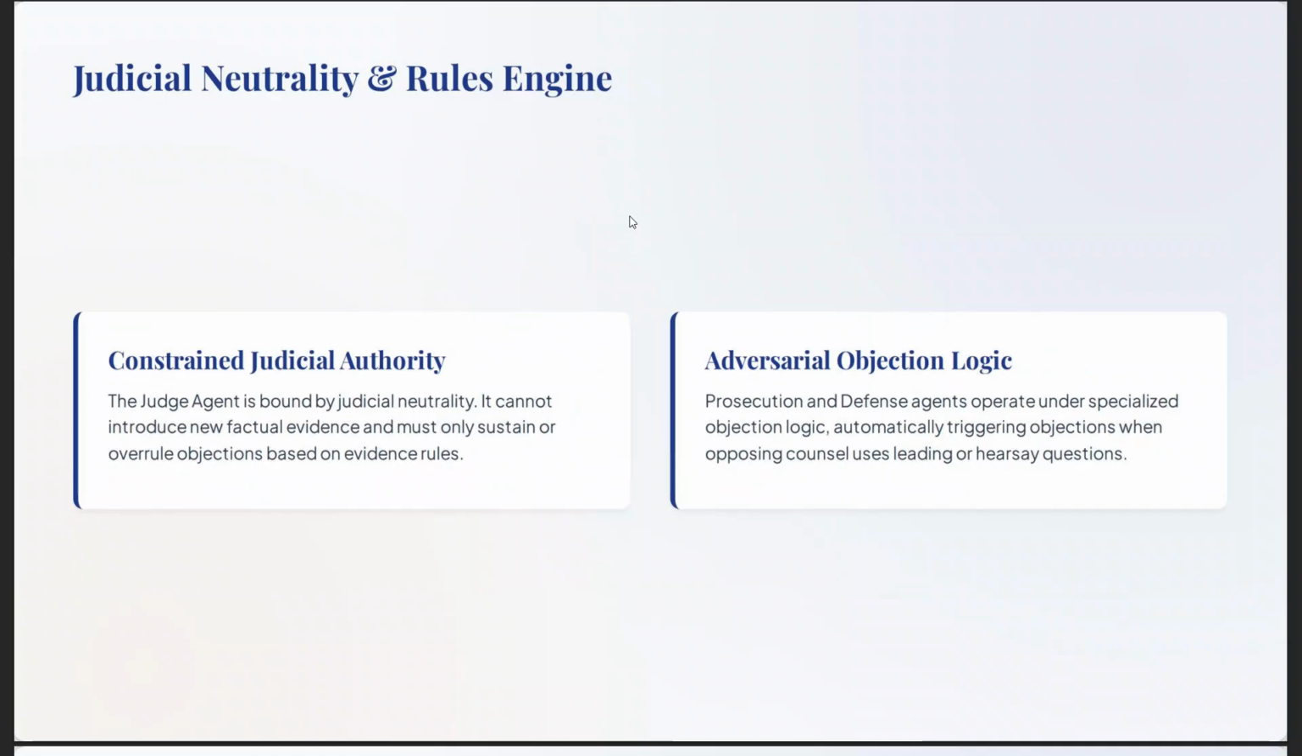Next, we move to judicial neutrality and rule setting. Constant judicial authority: the judge agent is bound by judicial neutrality. It cannot introduce new factual evidence and must only sustain or overrule objections based on evidence. And adversarial objection logic: prosecution and defense agents operate under specialized objection logic, automatically triggering objections when opposing counsel uses leading or hearsay questions. So next, let's move on.